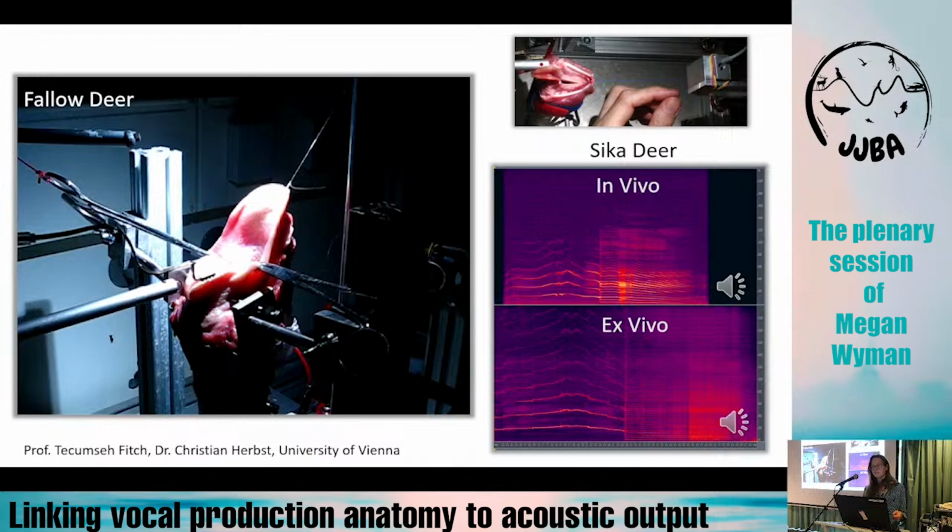And then what we did here was record a Sika deer larynx after you put it on a tube and blew air through it and manipulated the vocal folds from the outside by squeezing the larynx. We could do this to it. So there's a nice connection between what the anatomy is and what sort of output you get.